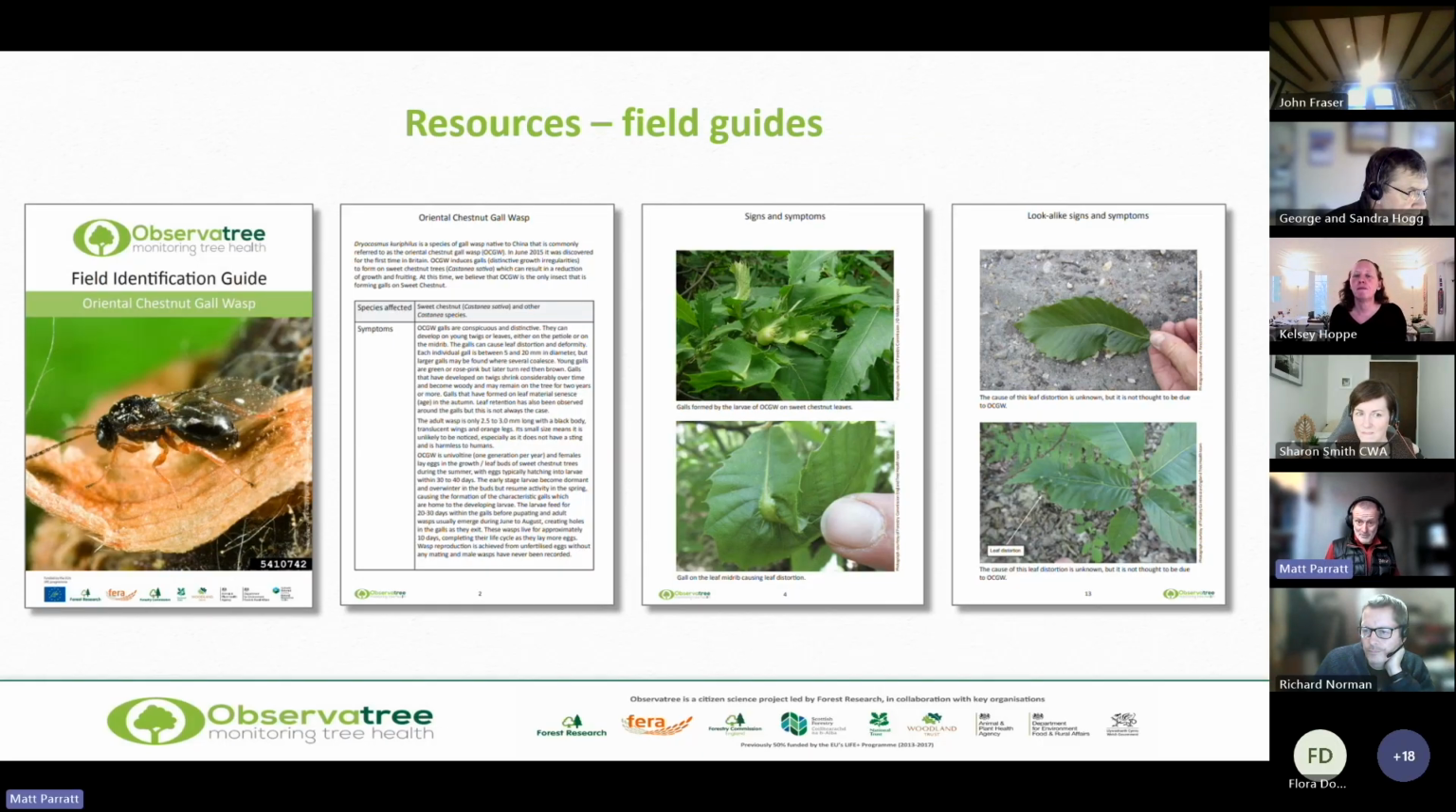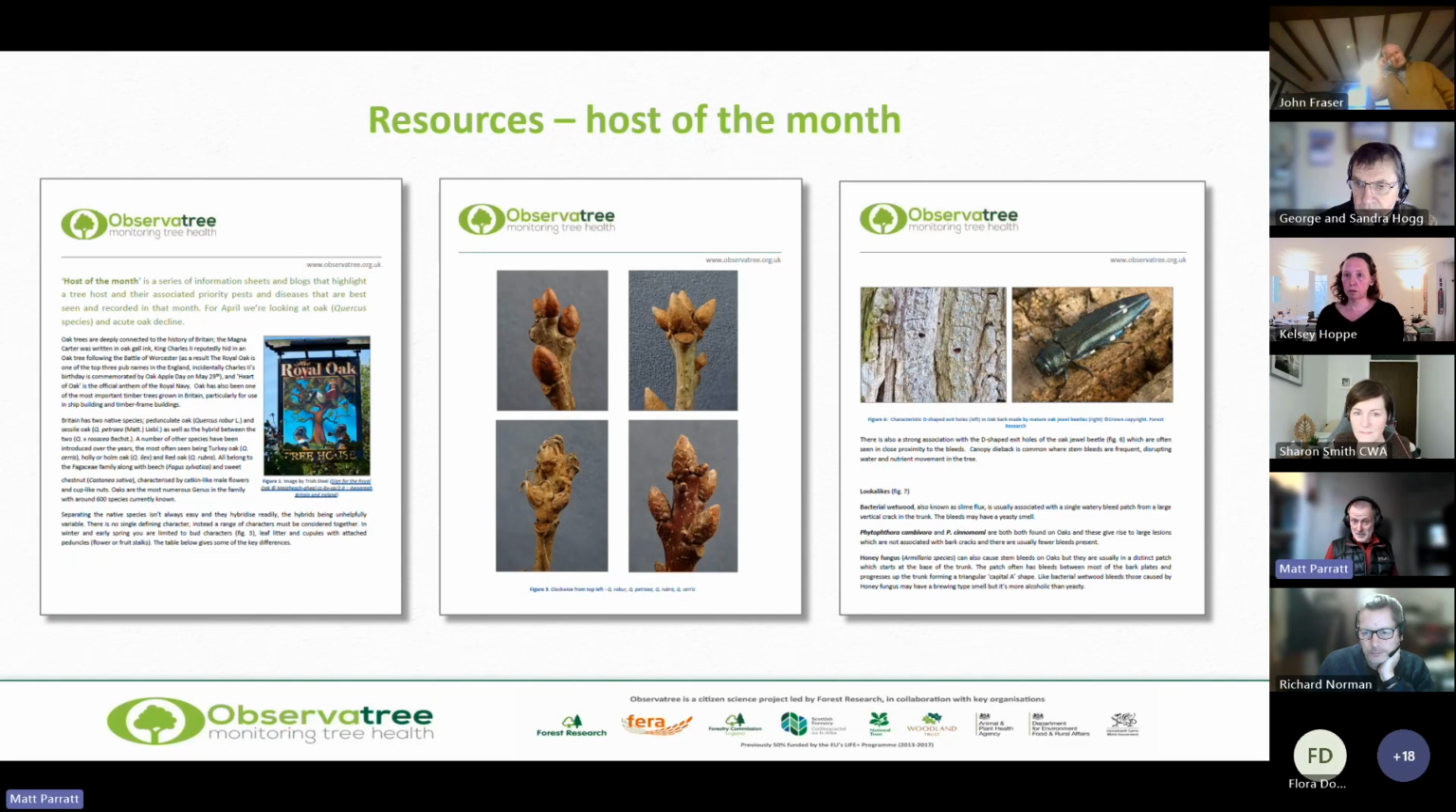This is a typical field guide layout, so background information jam-packed with signs and symptoms, descriptions and photographs, and really importantly, the lookalikes. So things that might be mistaken for that pest or disease, but if you think you've found something but are not sure, tree alert it. Okay. Don't feel, oh, I feel a bit stupid. Don't worry about it. Get in a report. We'd rather hear about it. Host of the month.